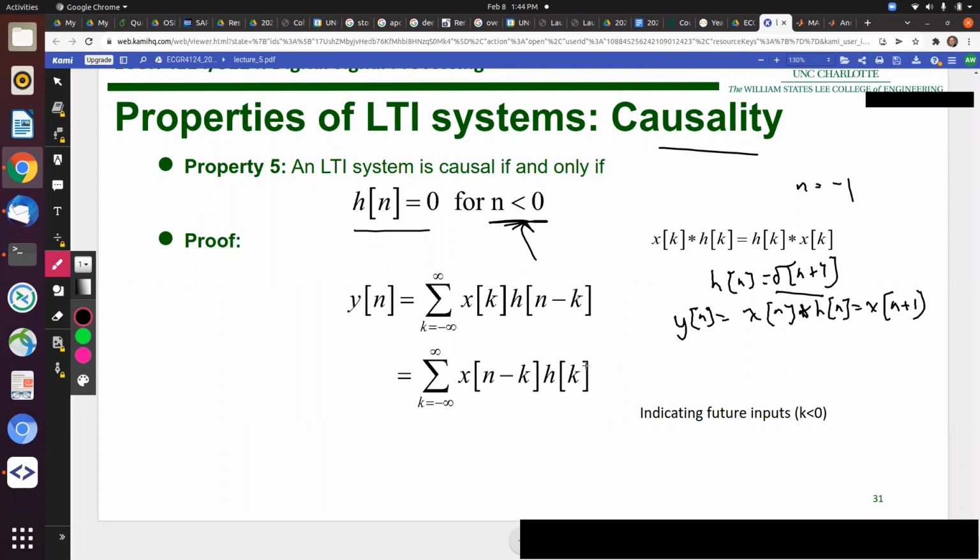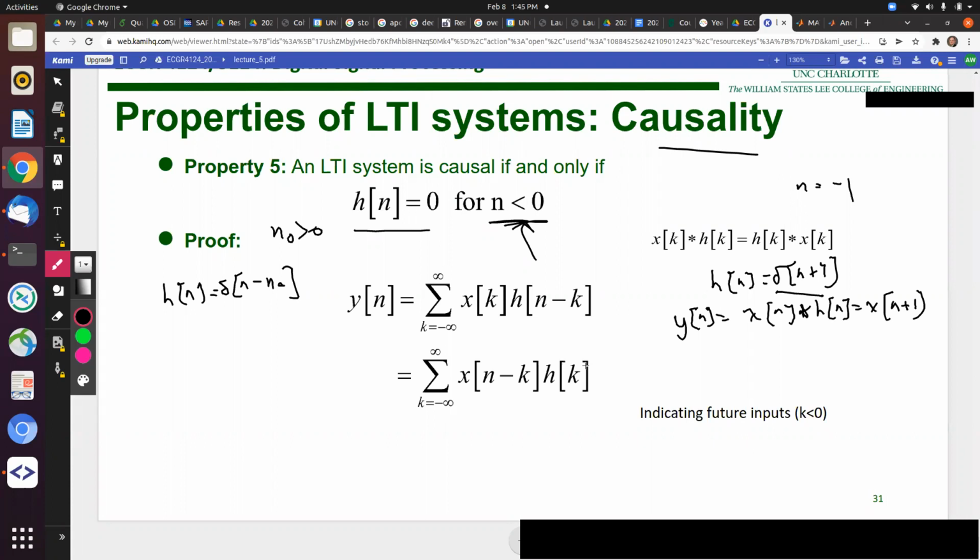If the values of h that exist are restricted to n equal to 0 or positive, is it causal? Yes. That's the fundamental rule. So if h of n is equal to delta of n minus n naught, and I restrict n naught to something greater than 0, is that causal? Yes. It is causal because h of n is restricted to only having values at n equal to 0 or for some value of n that's greater than 0.